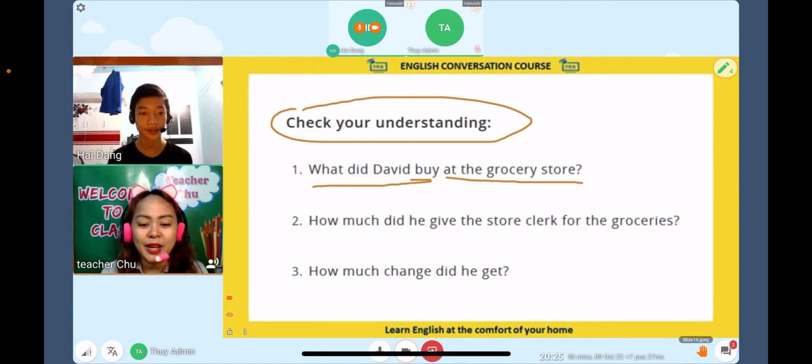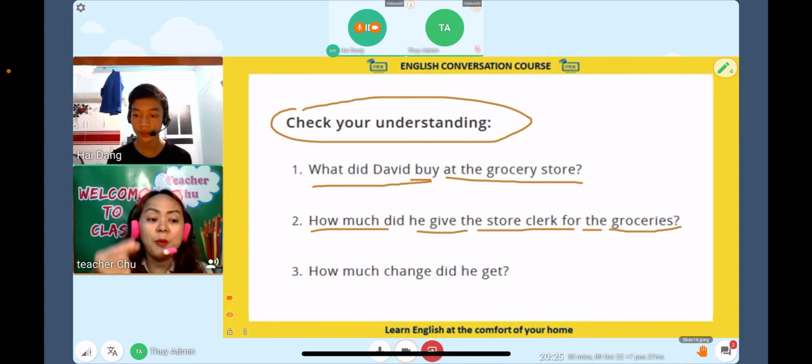Wheat bread. Okay. Number 2, read. How much did he give the store clerk for the groceries? How much did he pay? He gave $10 to the store clerk.